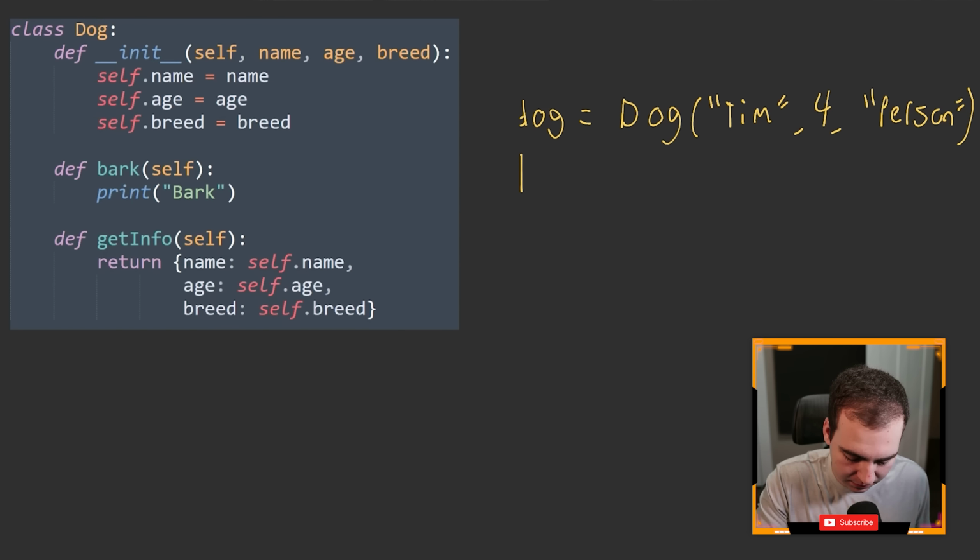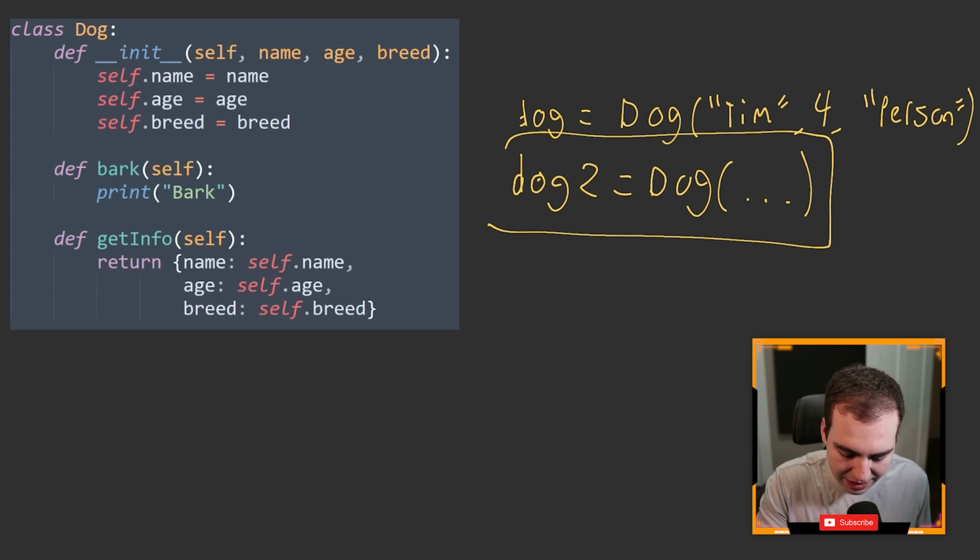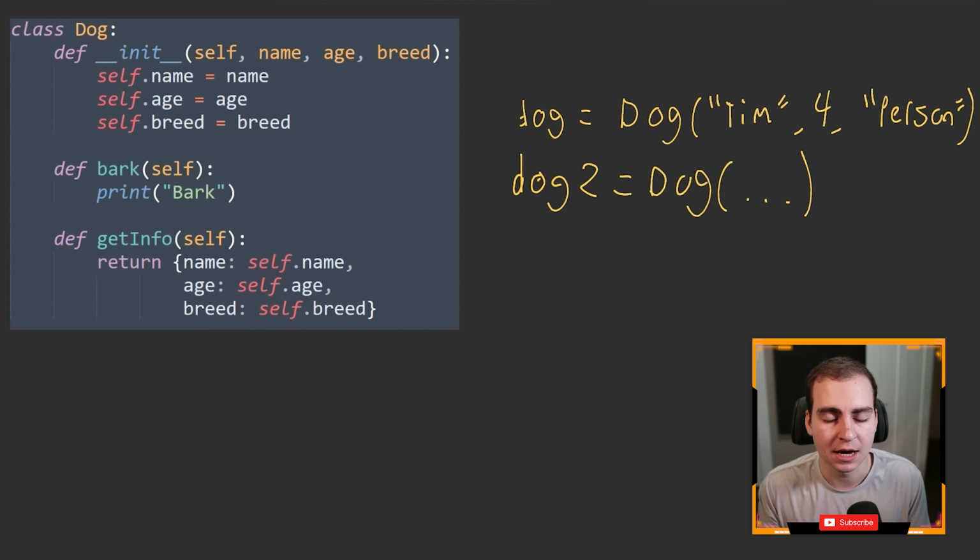Now, if I write something like dog2 is equal to Dog, now let's just imagine I have some values in here. I'm not going to write them out. What I've done is created a separate instance. So we have 2 individual instances that all have their own attributes. Now, since they are the same type, they have the same defined behavior. We know that they have a name. We know that they have an age. We know that we have a breed.